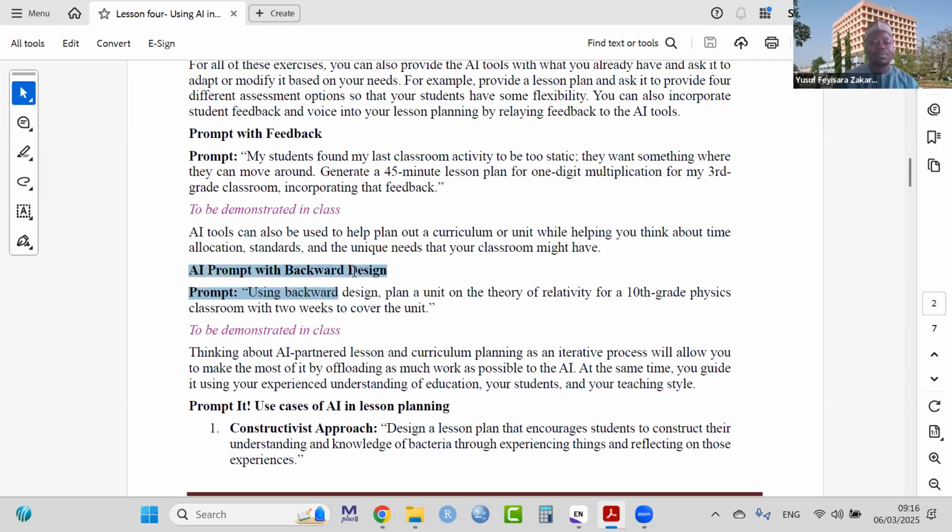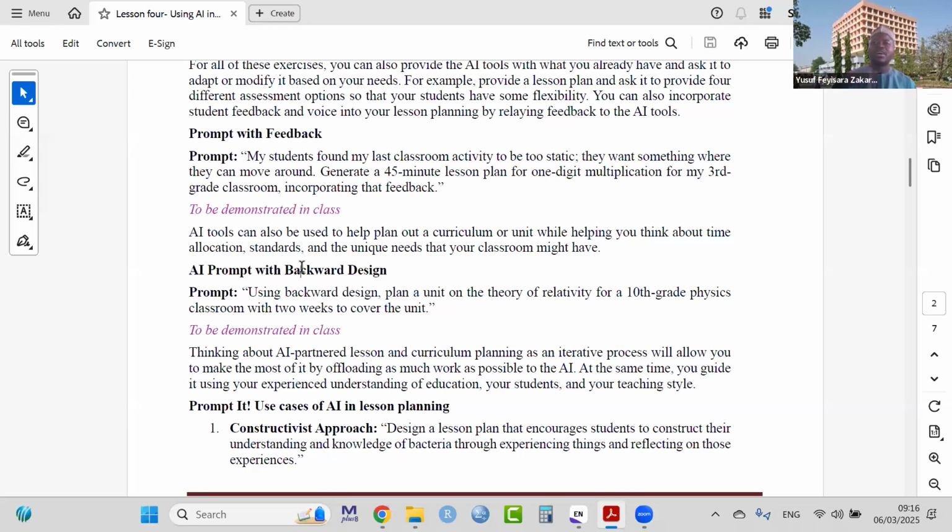They also have AI prompts for backward design. You know, in curriculum development, you have different techniques. You can have the backward design approach. You can have the spiral approach. So backward design, then you can have concept mapping. If some of you took some courses in curriculum before, you have this when you're designing the curriculum.